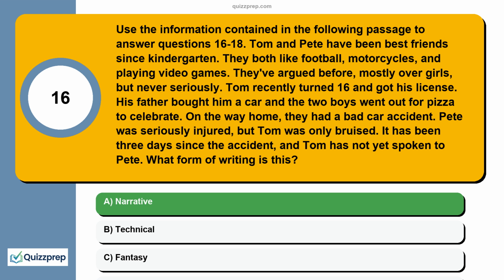The passage tells a story about characters, a setting, and events, which is the defining characteristic of narrative writing.